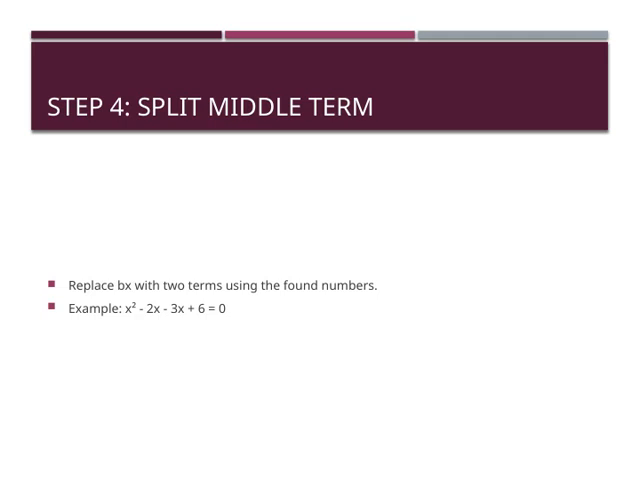Now, let's move on to step 4, split middle term. This is where we get to see the power of factoring in action. The key idea here is to replace the middle term, which in our example is minus 5x, with two terms whose coefficients add up to the original middle coefficient, but whose product is the same as the product of the first and last coefficients. So in our example, we have x squared minus 2x minus 3x plus 6 equals 0.